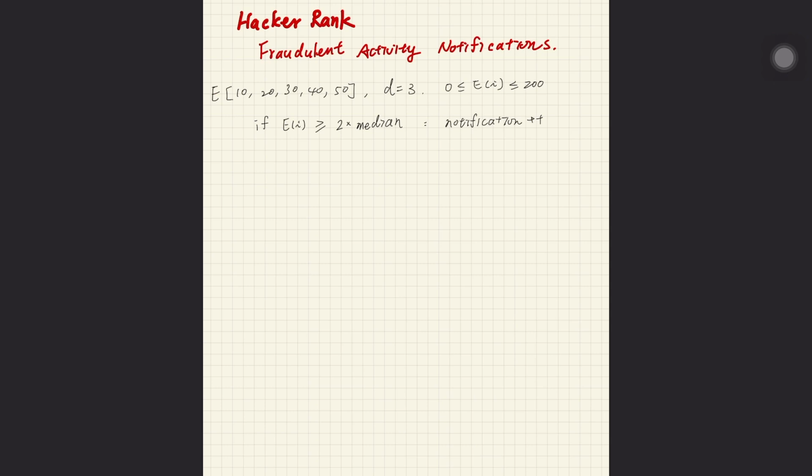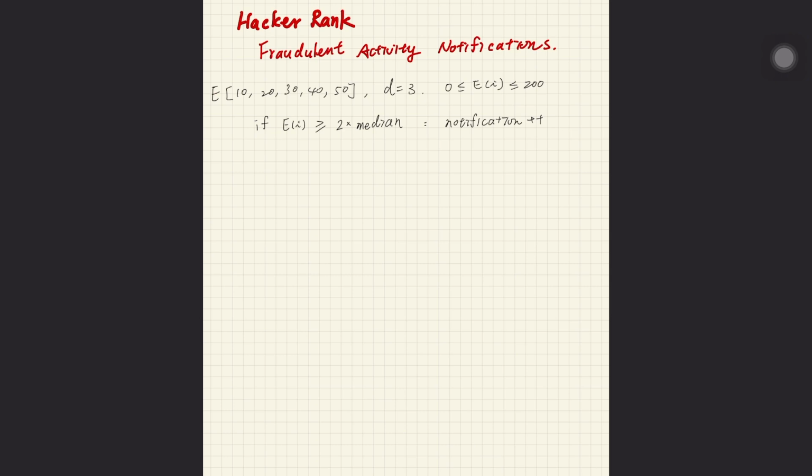Today let's practice a HackerRank question: Fraudulent Activity Notifications. So here is a list. The window size, D, in this example is 3, and we want to find the median number in the window.